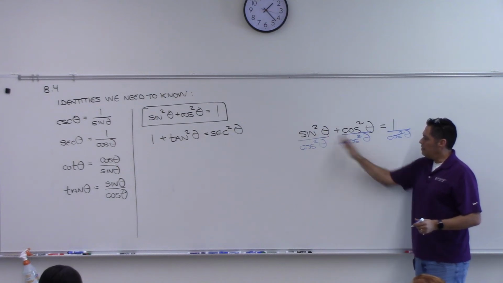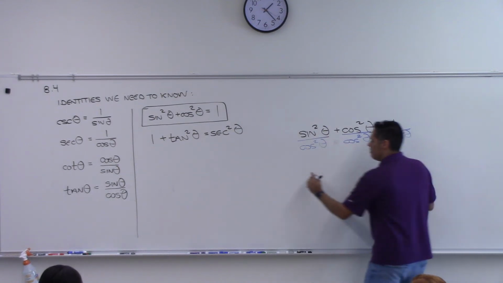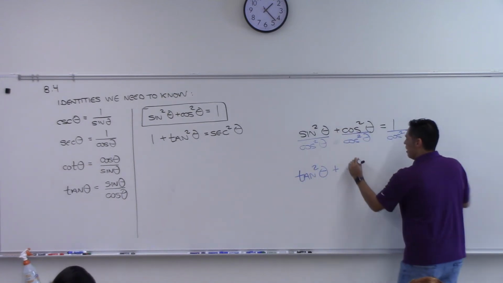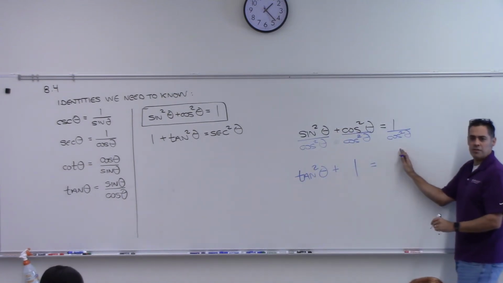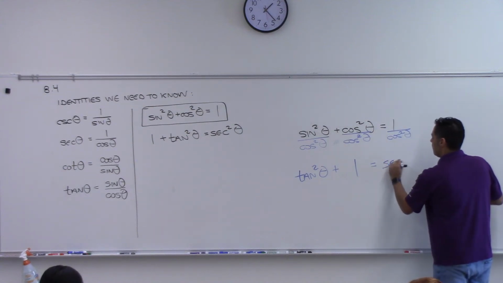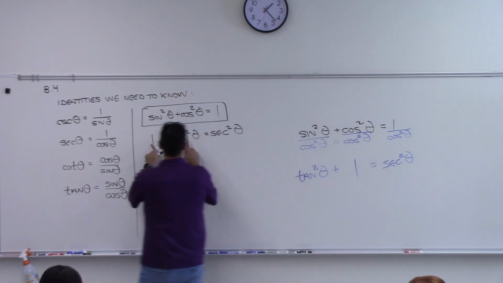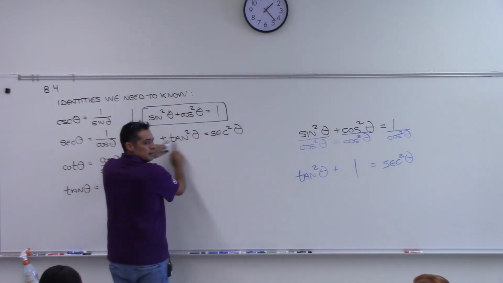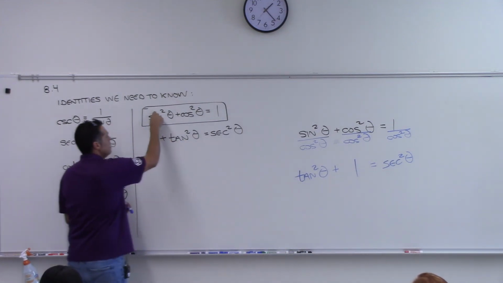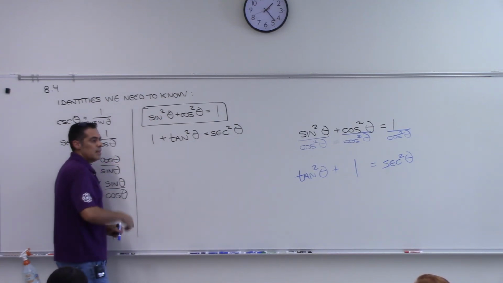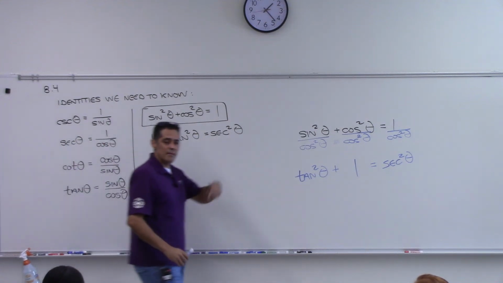This one's 1, right? This one is tangent squared theta. Plus, this is 1. And then this, by definition, is secant squared theta. Do y'all see that that's the second Pythagorean identity? It's just these two are in reverse order, right? So to get from here to here, I just divided everything by cosine squared. The other one, I get by dividing everything by sine squared.